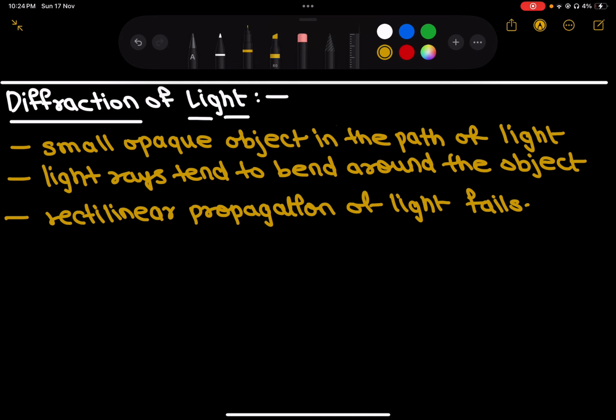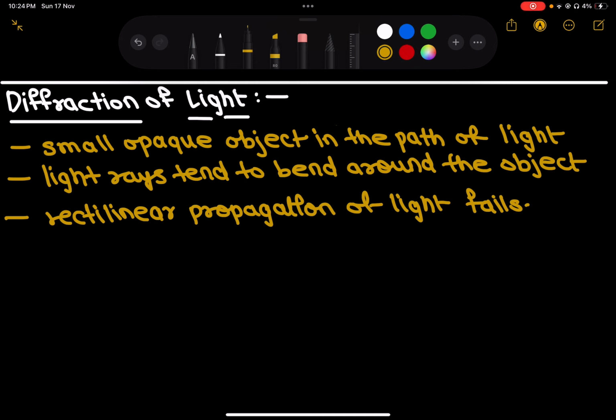And then there are many more theories, the modern quantum theory, that light is a wave as well as a stream of particles, and stuff like that you will see in your higher classes. For now this much is enough, diffraction of light. Now we'll move on to the main concept, which is reflection of light.